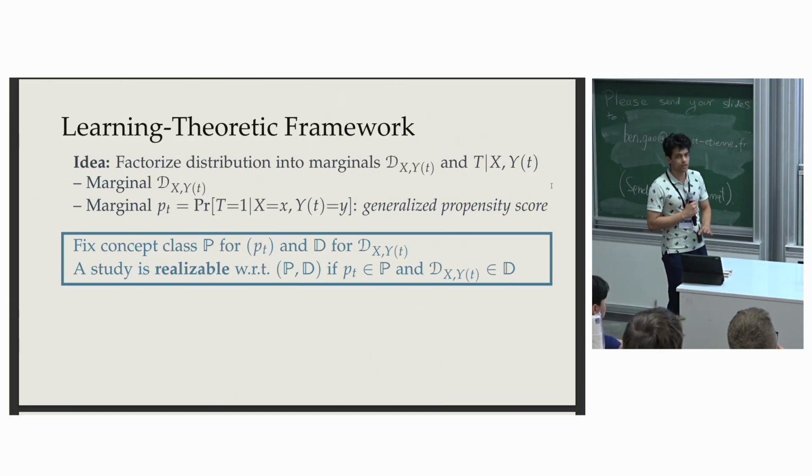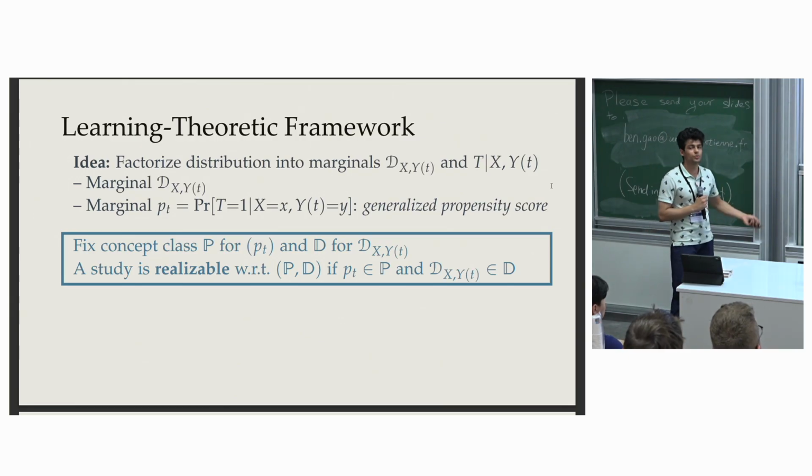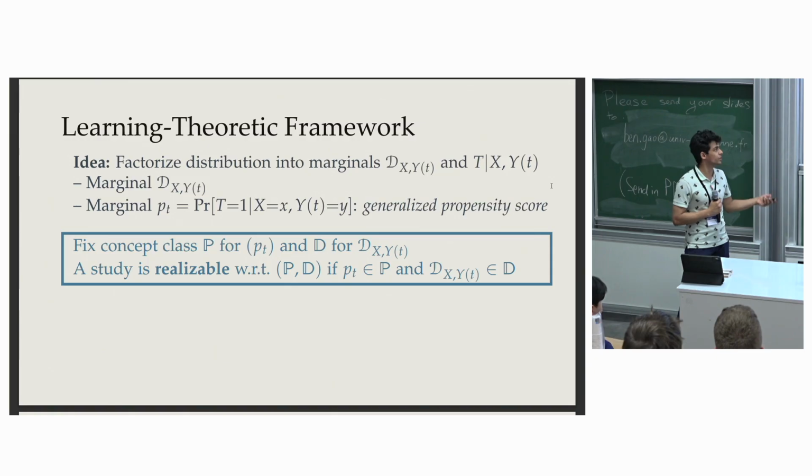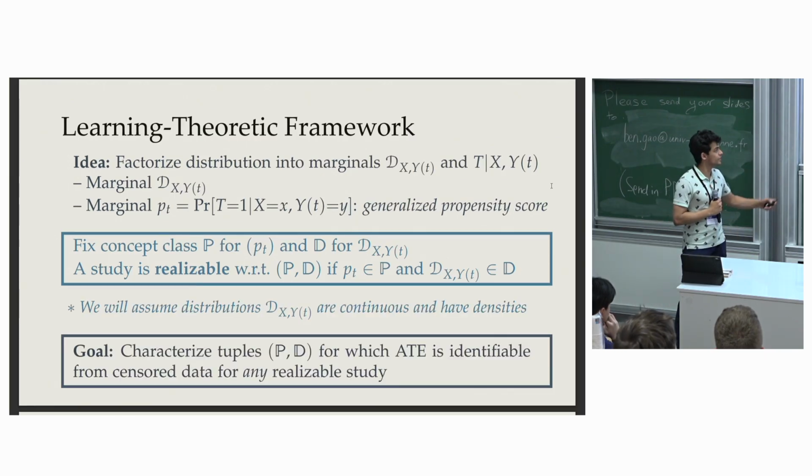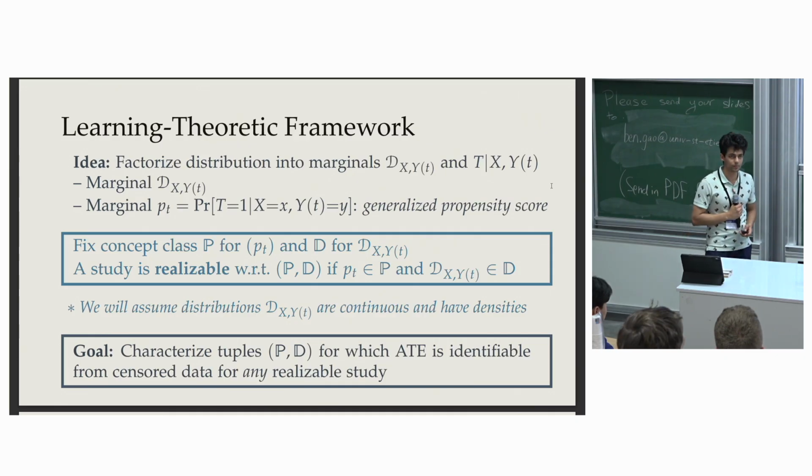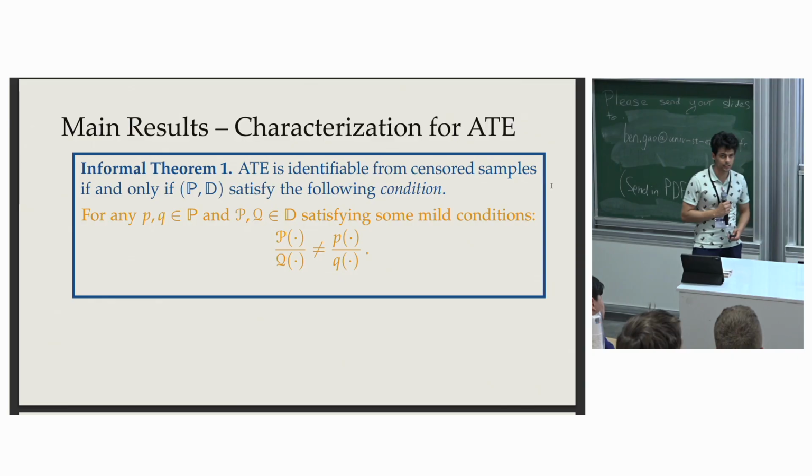Okay. So now this is where we introduce some new terminology over what is present in causal inference, based on inspiration from learning theory. We introduce two concept classes, one for the generalized propensity score and the other for this distribution of features and outcomes. And we say an observational study is realizable with respect to this tuple if the corresponding generalized propensity score is in the class P and the other distribution is in class D. So in these terms, our problem is as follows. We want to characterize the tuples P and D that enable the identification of average treatment effect. And our main result is precisely such a characterization.